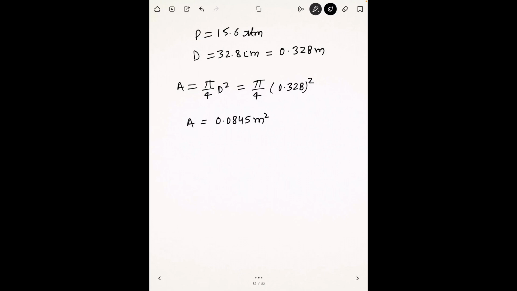Now from the expression of force, we can write force equals pressure multiplied by area. Since the hydraulic lifts the vehicle in the upward direction, there will be a force acting in the downward direction due to its mass. So this force can be written as M.